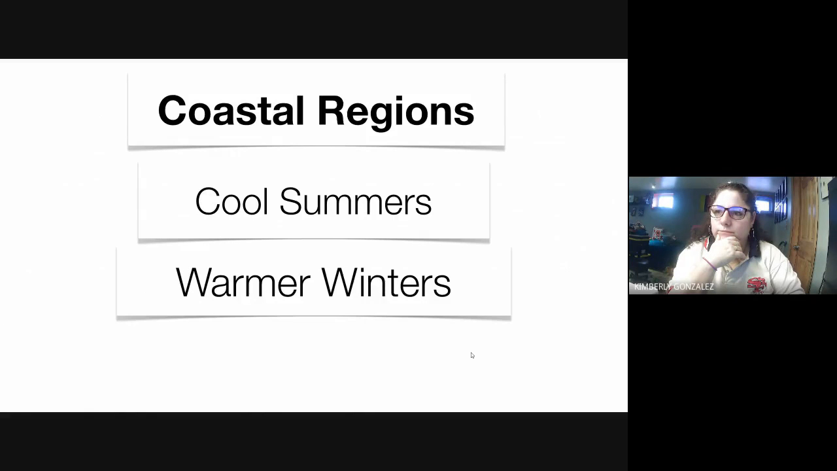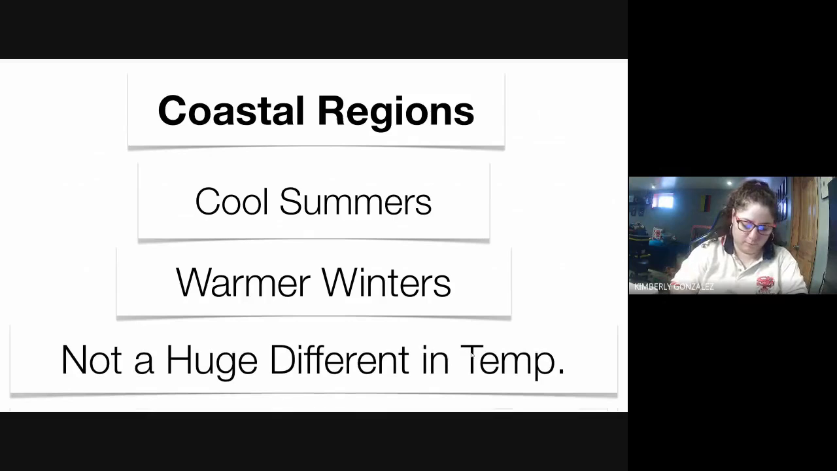Well, coastal regions tend to have a little bit warmer winters because the high specific heat of water retains the heat energy from the summertime, doesn't want to give it up. So if the oceans are a little bit warmer, the air's a little bit warmer. So what'll happen here is you do not get a huge difference in temperature between winter and summer. They tend to be a little bit more moderated because the water moderates the coastal regions.